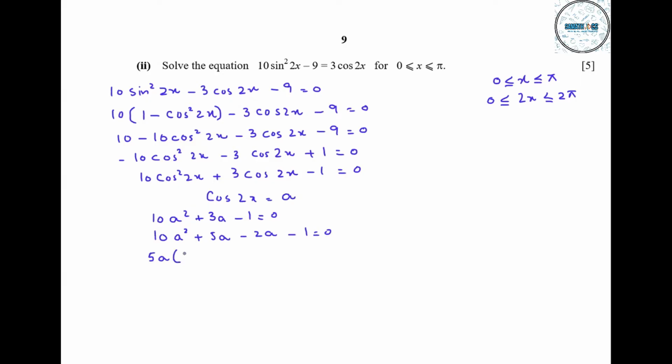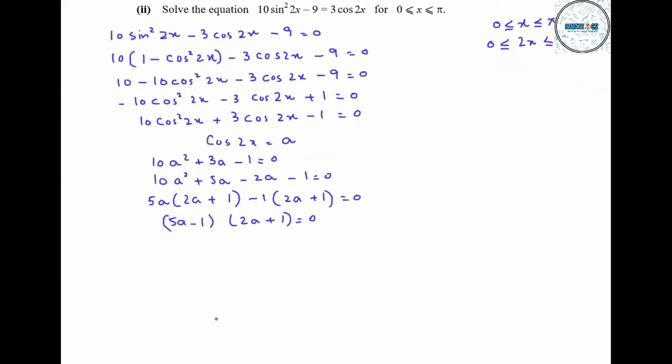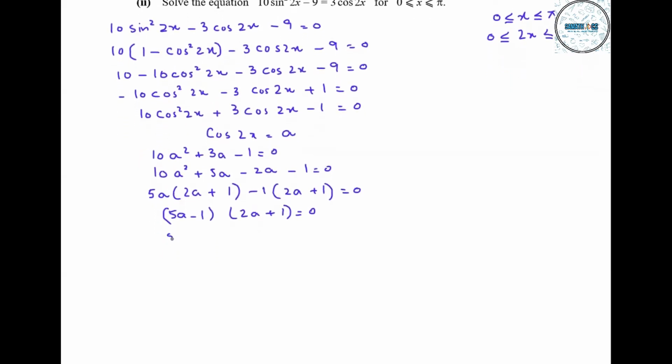5a is common. 2a plus 1 minus 1 is common. 2a plus 1 is equal to 0. So we have here 5a minus 1, 2a plus 1 is equal to 0. So we have 5a minus 1 is equal to 0 and 2a plus 1 is equal to 0. So a is equal to 1 upon 5 and a is equal to minus 1 upon 2.